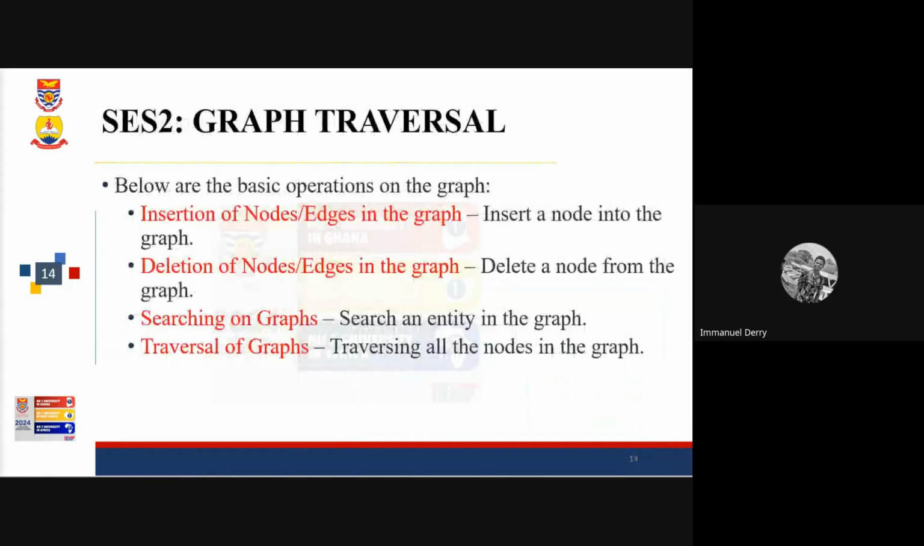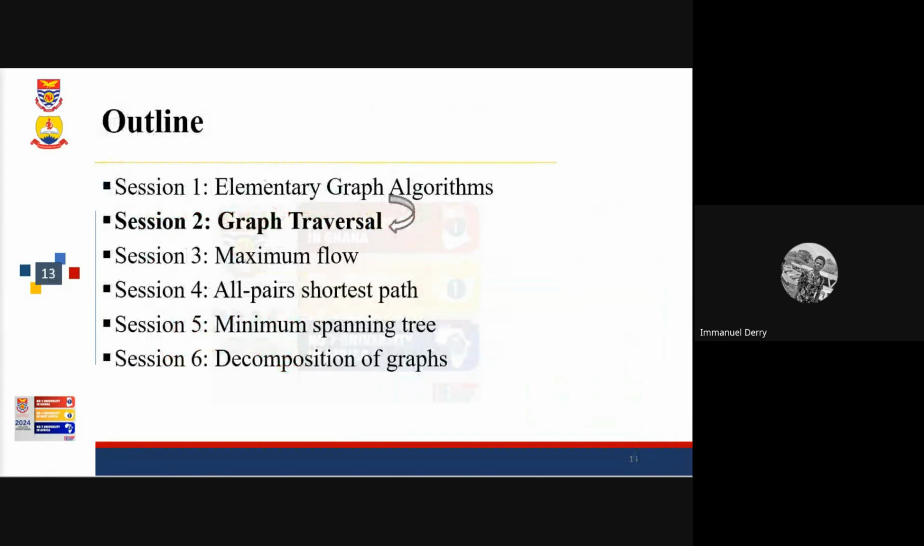All right, so when we talk about graph traversal, what we are basically saying is we start from a source, and then we move through the entire graph to the very end. In the process, we could be searching for a value, or we're just traversing through. So it's more like you moving from, let's say, Axim to Boko. You're going to pass through several towns and cities before you get there. That is an example of a graph traversal.